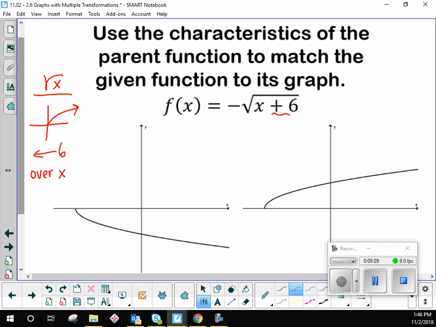So a negative out front, and if you want to just make this note somewhere, a negative out front means you're going to reflect over x. A negative inside means you're going to reflect over y. Okay, this is a quick tip.